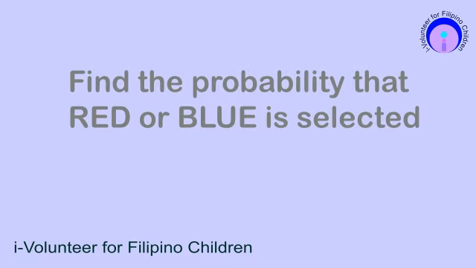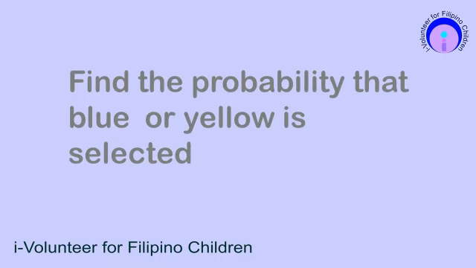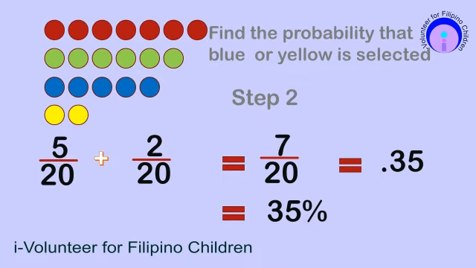Another question using or. What is the probability of red or blue to be selected? 7 over 20 plus 5 over 20 is equal to 12 over 20 or 60%. Next question, find the probability that blue or yellow is selected. 5 over 20 plus 2 over 20 is equal to 7 over 20. It is equivalent to 35%.